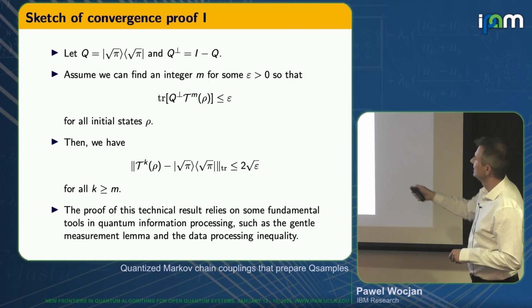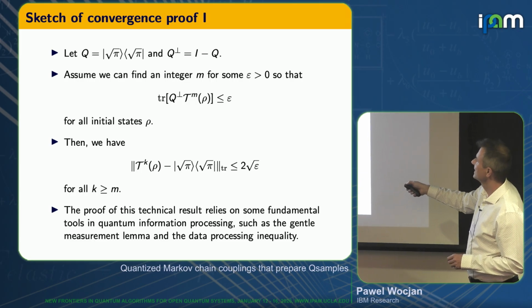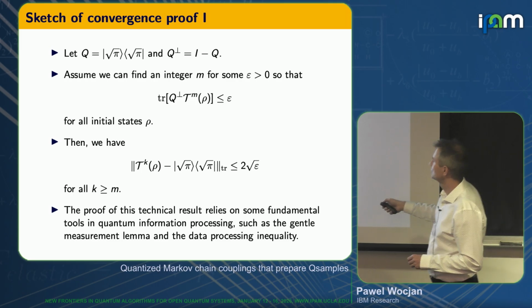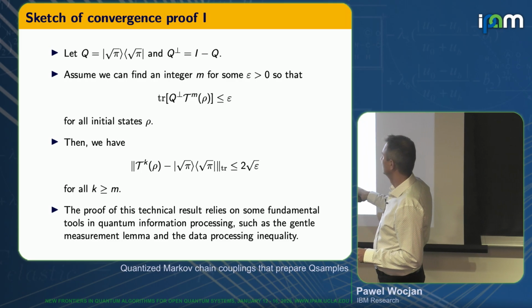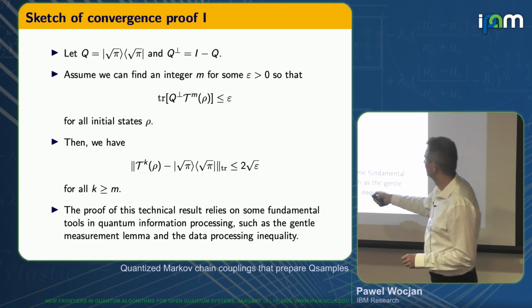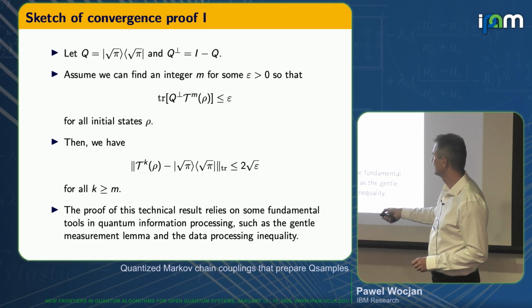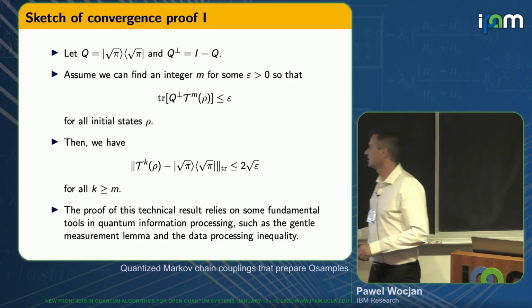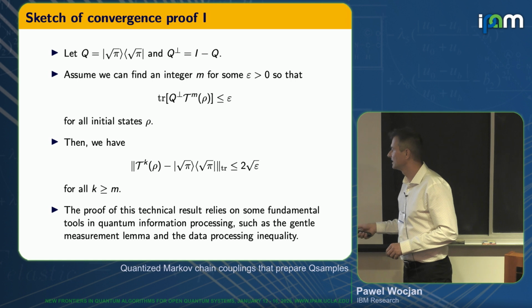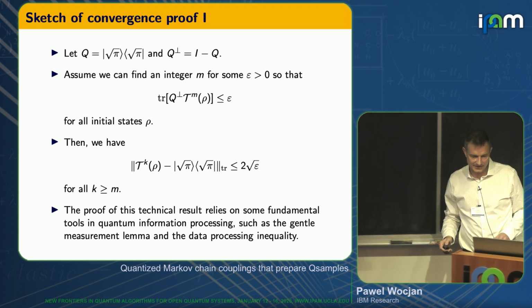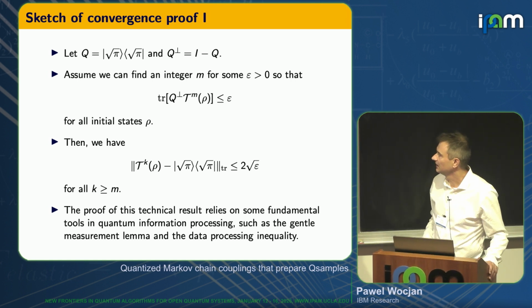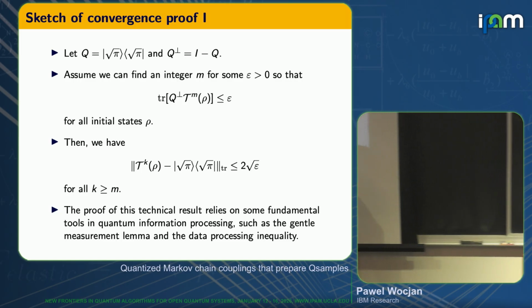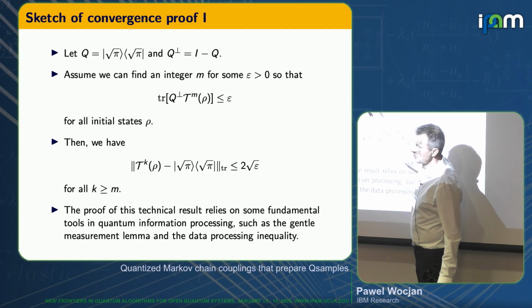Imagine we can find an integer m, for some epsilon, such that this here is true. Then we can show that this here holds. The proof of this technical result relies on some fundamental tools in quantum information processing, such as the gentle measurement lemma and the data processing inequality. So the idea is that we have to show that this trace is small.